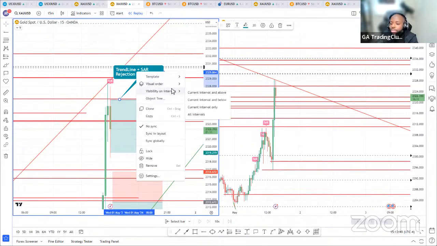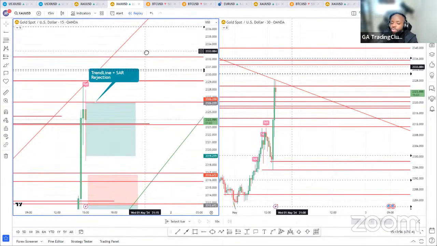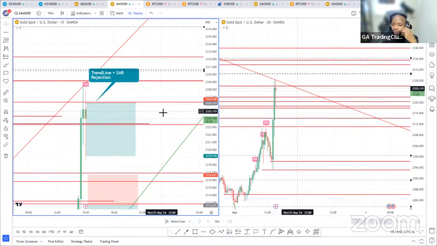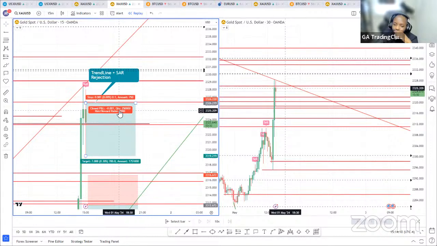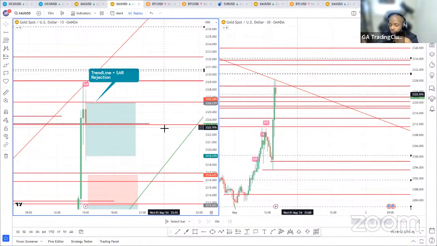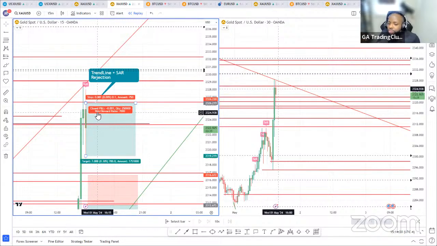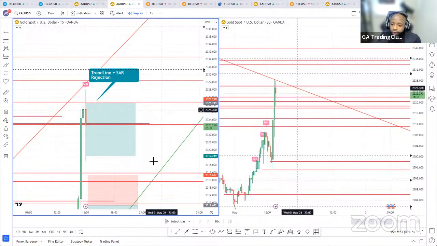So definitely, I love the trend line and SAR rejection. Even after journaling, it's definitely my most profitable strategy. The only thing I don't like about it is there's really no way I can automate this, because you have to be on the screen and keep watching where the candle is going to close. Did it close above? So for now, based off of TradingView standards, there's no way I can automate this the way I've automated other strategies. But for this one, you can catch one or two trades a day and call it a day. But that's it for today for gold.